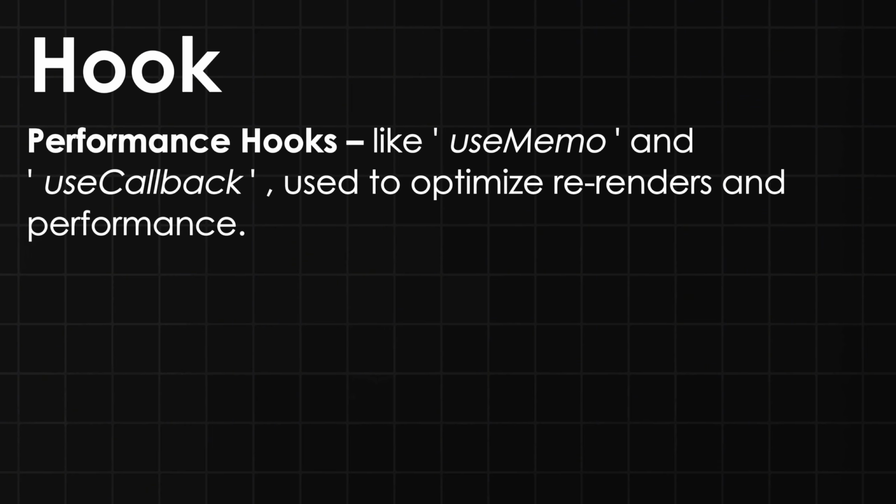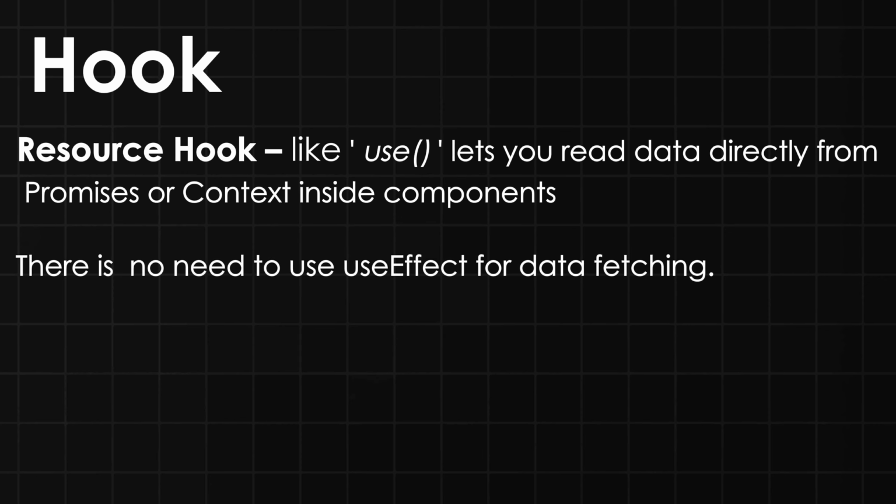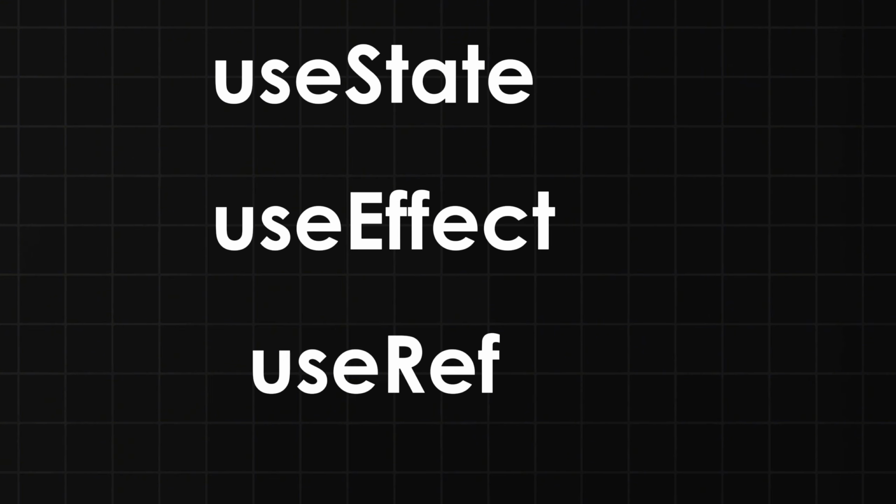We have the performance hook, which is used to optimize the render and performance in a React app. Then we have the resource hook, which is new in React 19. It lets you read data directly from a promise or context inside a component, so there's no need to use the useEffect hook for data fetching. You use all these hooks at some point, but most of the time you will mainly use the useState hook, useEffect, and then useRef.